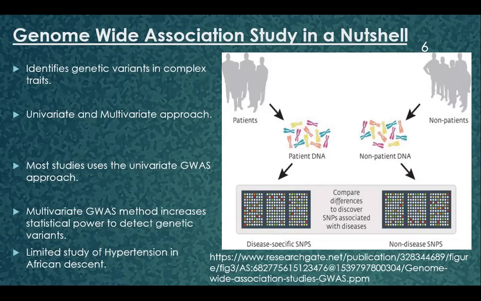For example, a gene located on chromosome 8 is known to be associated with multiple cancer types, and multiple GWAS have demonstrated that this region is associated with prostate, breast, colon, ovary, bladder, and leukemia. However, only limited GWAS studies have been conducted in African descent populations.